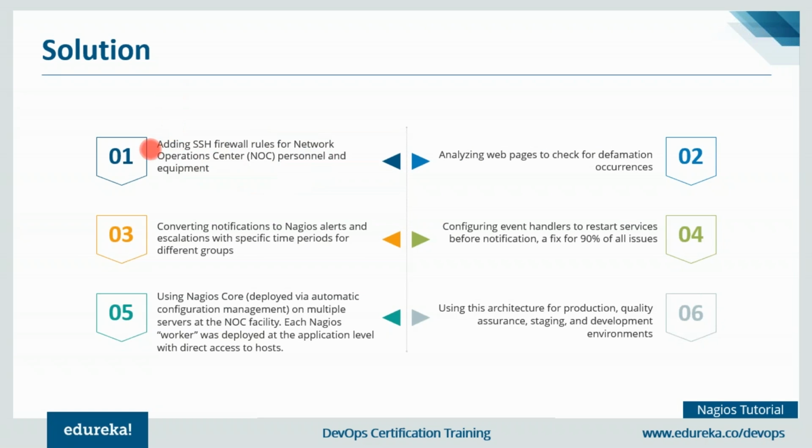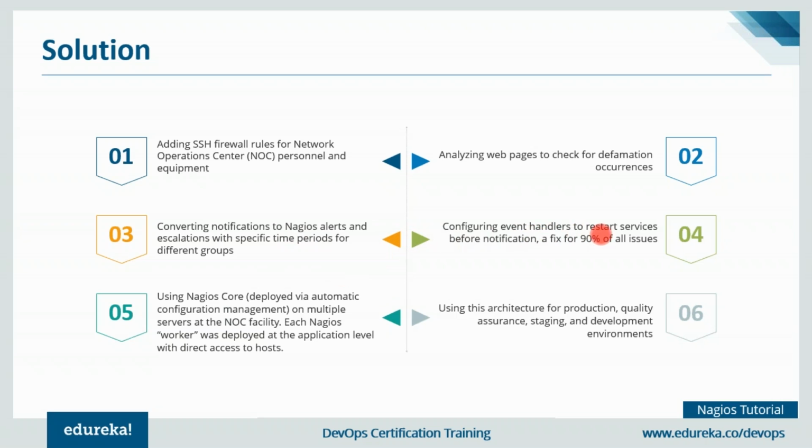So the first solution they thought of is adding SSH firewall rules for network operation center, personnel, and equipment. Second is analyzing web pages to see if there's any problem or defamation occurrences. The third and very important point was converting notifications to Nagios alerts. And the problem that we saw, false positives, was completely removed with this escalation logic, where converting notifications to Nagios alerts and escalations with specific time periods for different groups, right? I hope you're getting my point here.